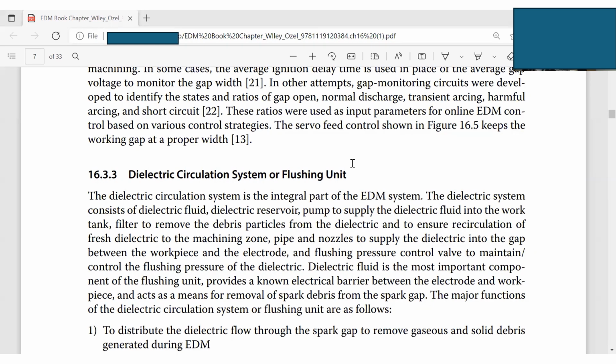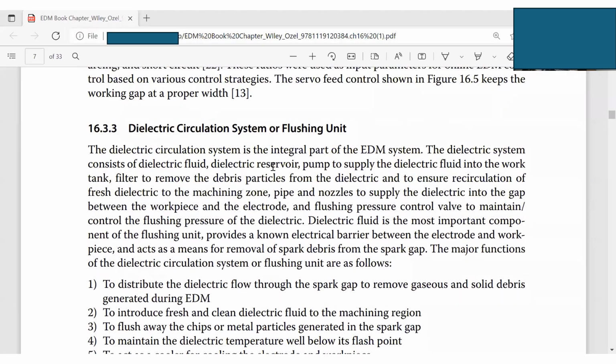So this debris needs to be flushed away. This is the dielectric circulation. You must have a system. It's an integral part of the EDM.